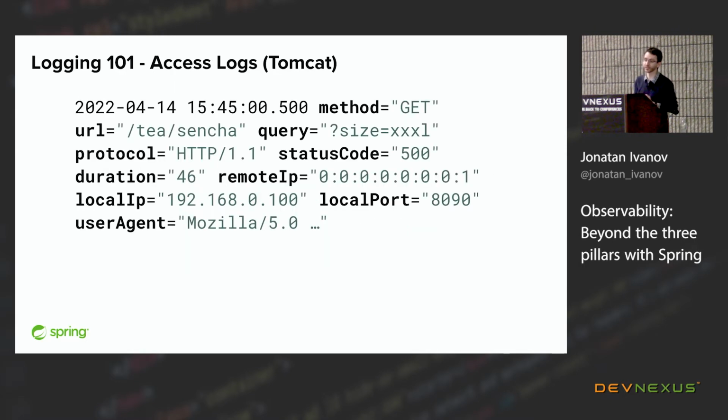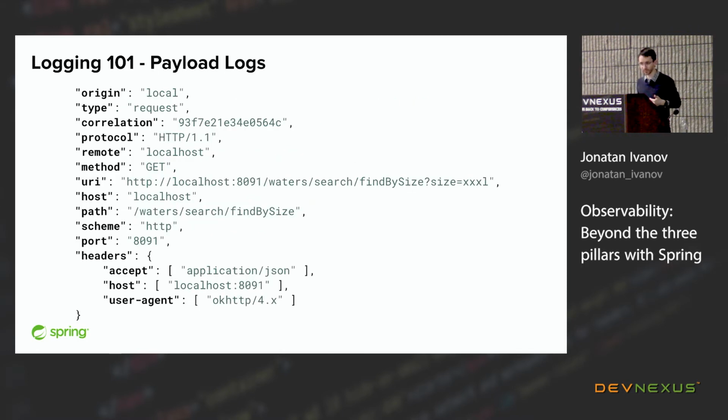Access logs, on the other hand, should give you automatically some details about the HTTP request. So you will see the timestamp, some details about the request, some details about the response, and you can extend it for a while, but you will not see everything. For example, you will not see the request body.